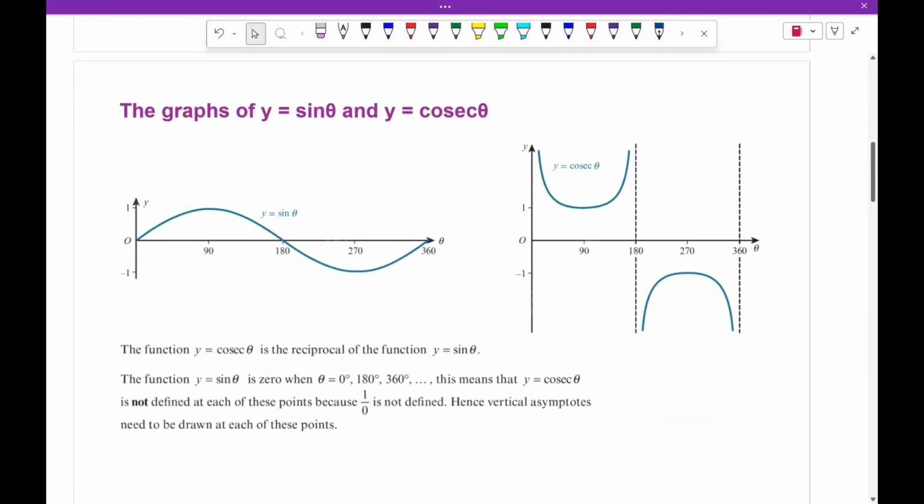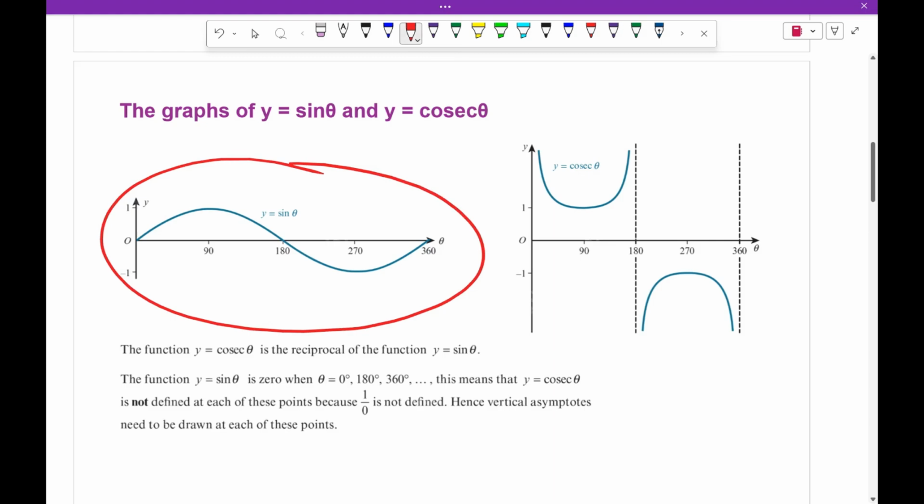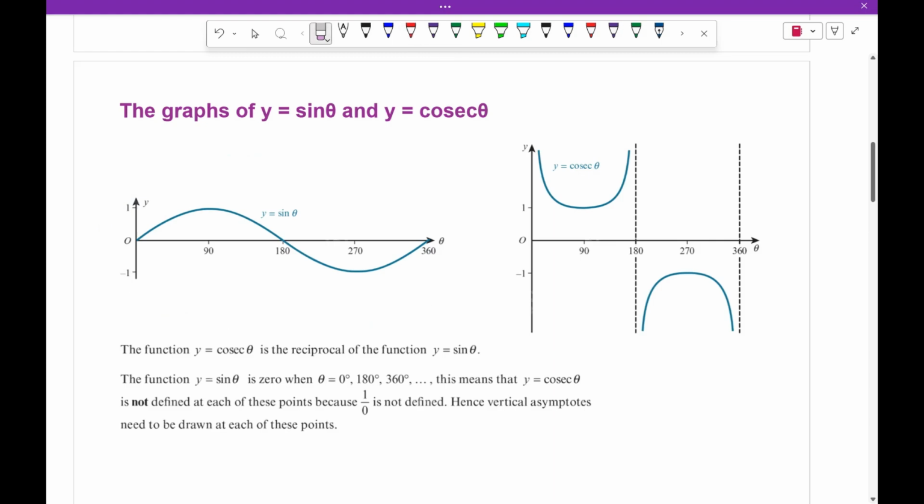In terms of graphing, how do they look? On the left we see the graph of sin theta. Now, I want you to identify the interesting points of sin theta, which are at these few places. Now, I want you to compare between these two images. Or in fact, I'm going to help you out a bit: here and here.